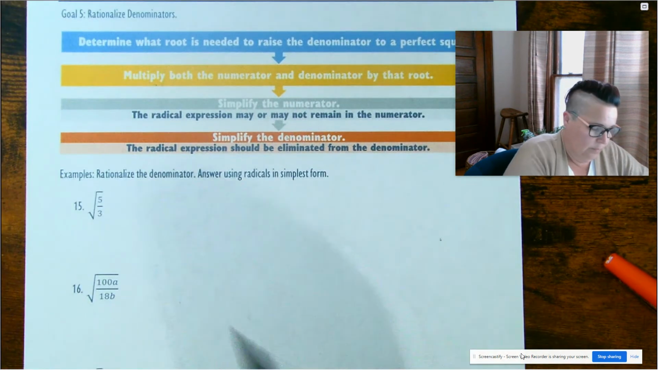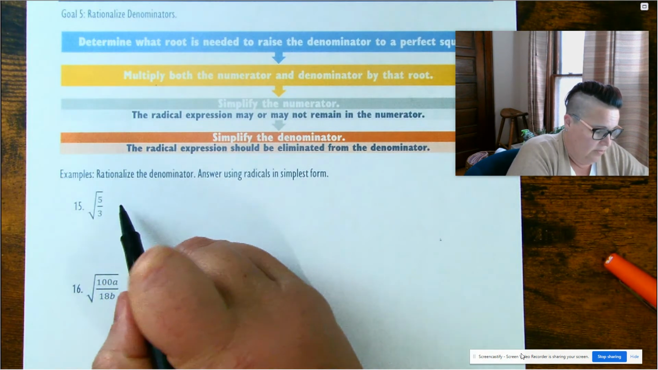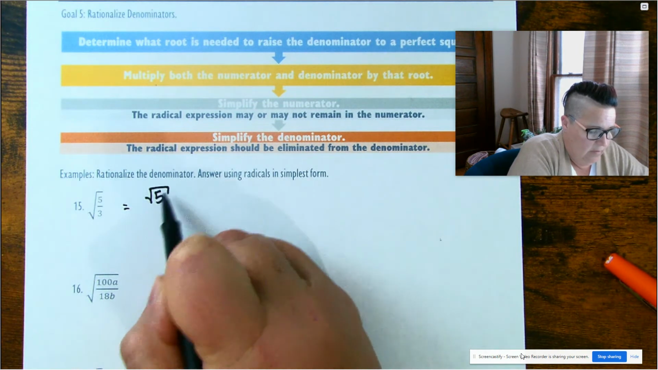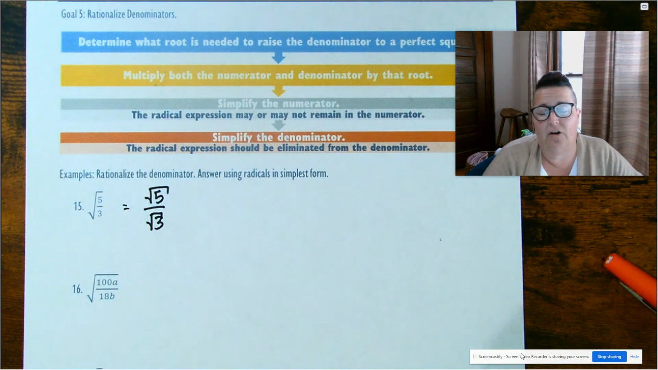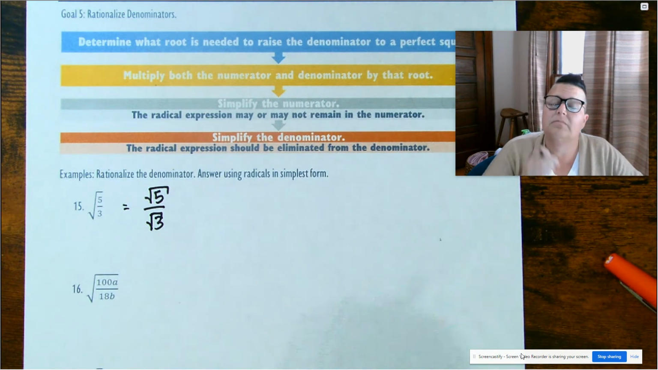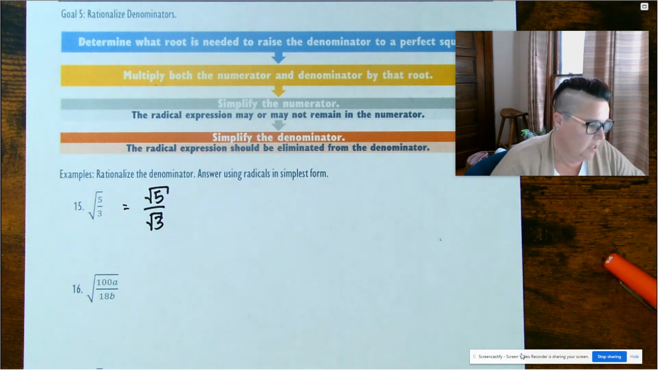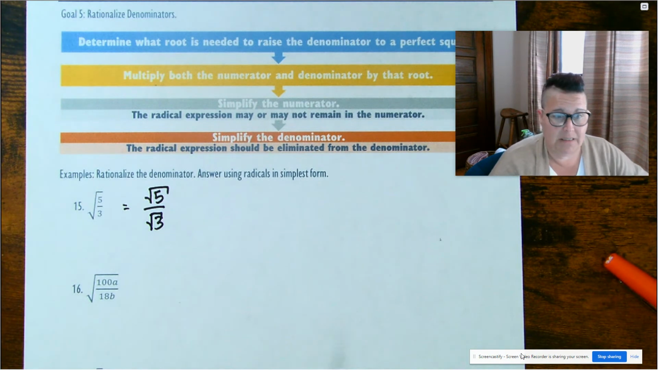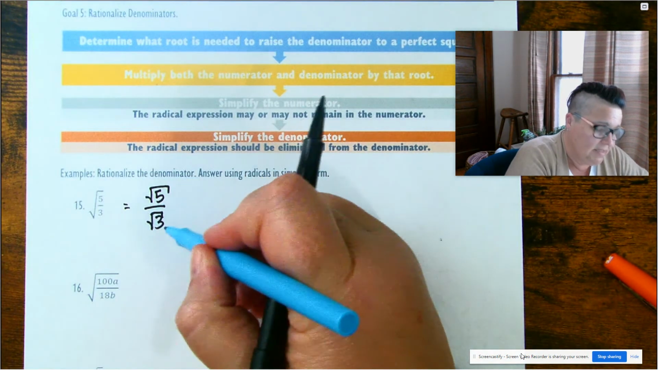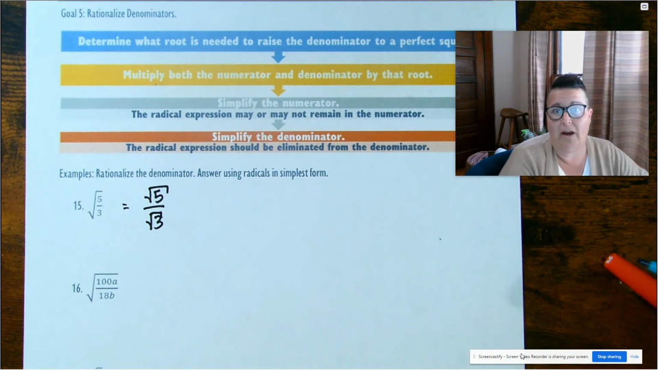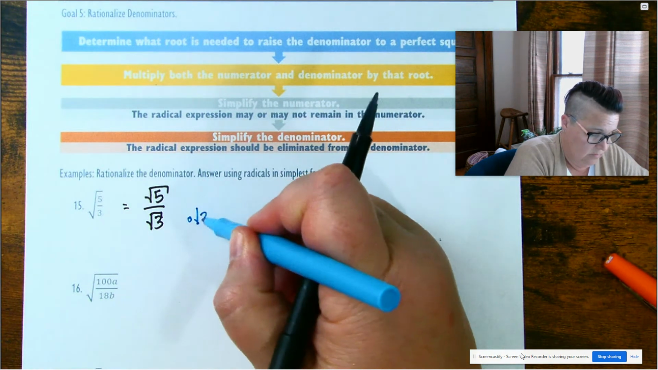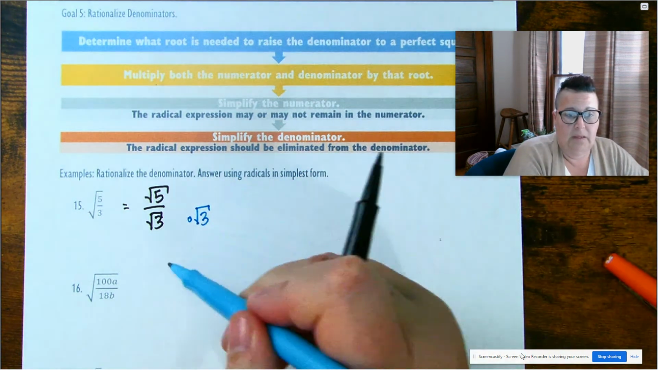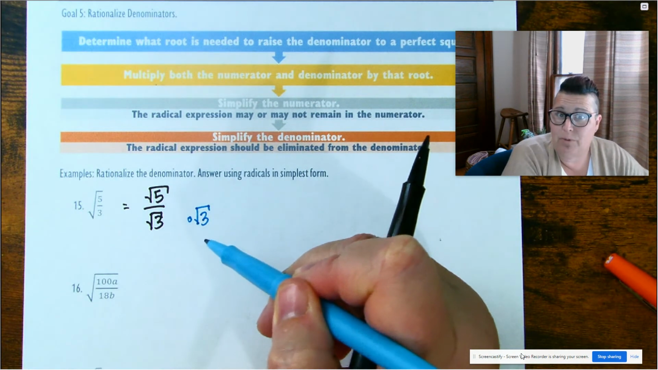All right, so I have the square root of 5/3. This would be the square root of 5 over the square root of 3. I have a square root in the denominator. That cannot stand. If you want to know why, ask, but we cannot have a square root in the denominator. In order to eliminate that square root in the denominator, I need to raise this to the square root of a perfect square. We know we can multiply this by another square root, and that would make it the square root of 9, which is a perfect square.